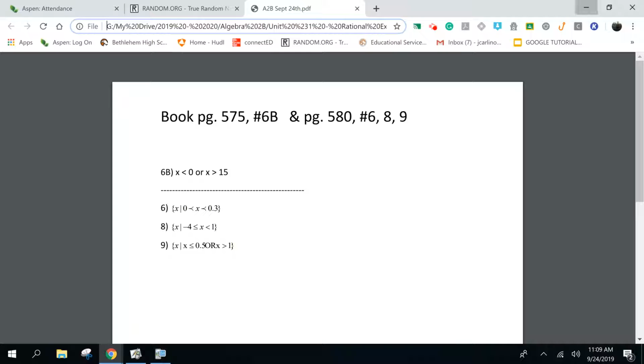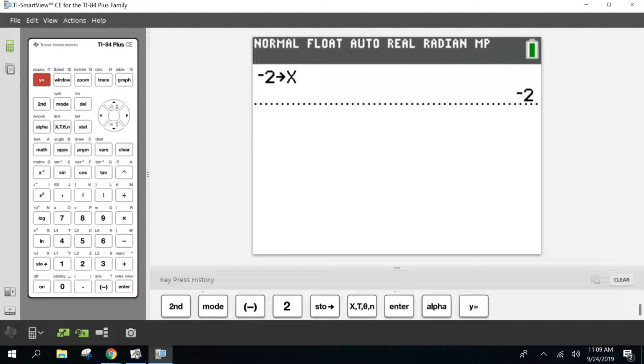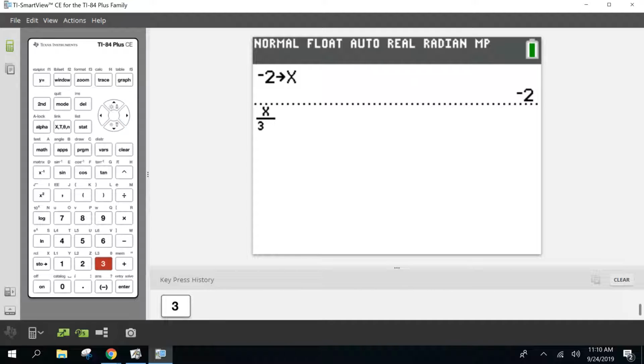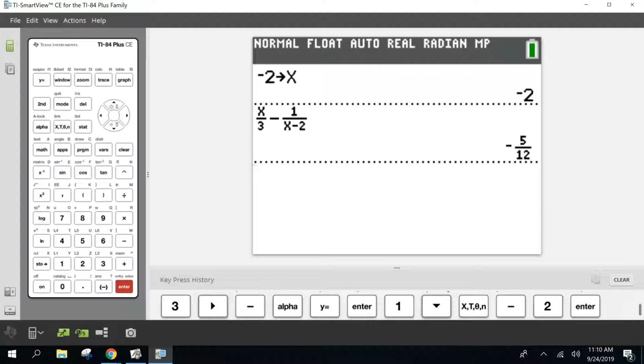Okay, I'm going to go back. Type in the left side of the equation right now: X over 3 minus 1 over X minus 2. I'm going to use my fraction template right now. X over 3 minus 1 over X minus 2, right? And I'm going to get a number, -5/12.